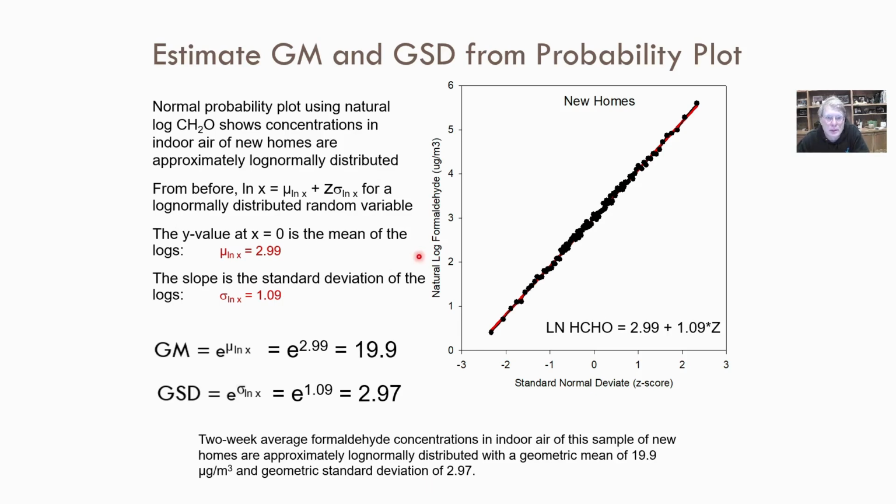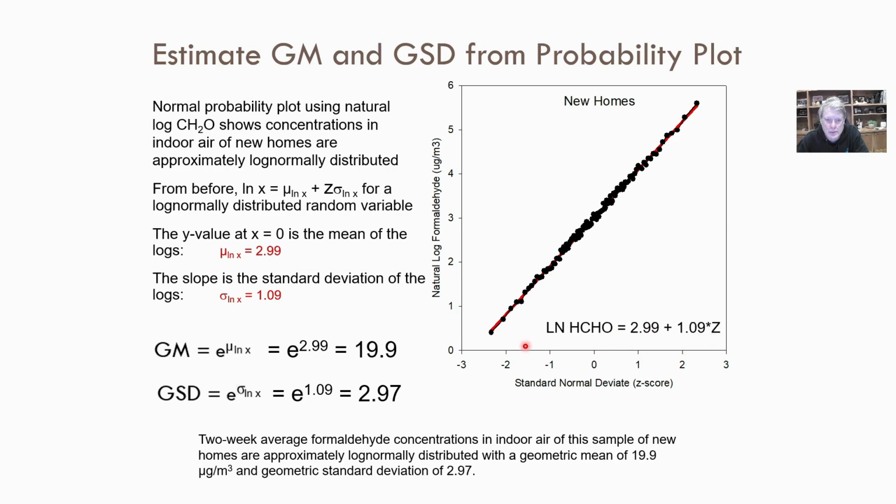There's another way to estimate the geometric mean and geometric standard deviation, and that's to do so from the normal probability plot. So here's the data from the new homes. The natural log of the formaldehyde measurements plotted against the standard normal deviate. You can see they're almost a perfectly straight line, where the natural log of the formaldehyde concentrations, the y-axis, is equal to 2.99 plus 1.09 times the z-score.